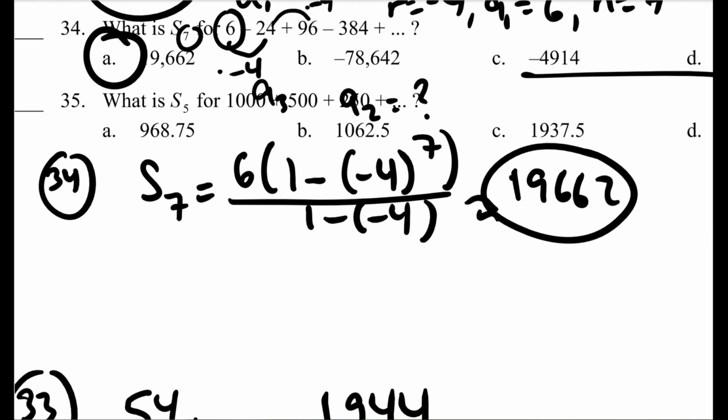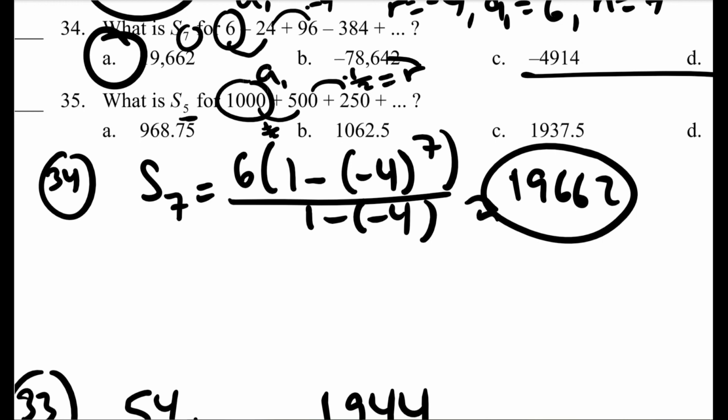All right, so now we're going to go ahead and do number 35. So we're looking for S5 now. So we know A1 is 1,000. We know that the pattern is going by halves, right? So this is times by a half. Half of 1,000 is 500, half of 500 is 250. So my R is clearly going to be a half for that one.